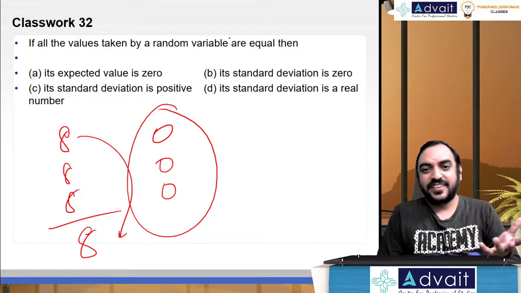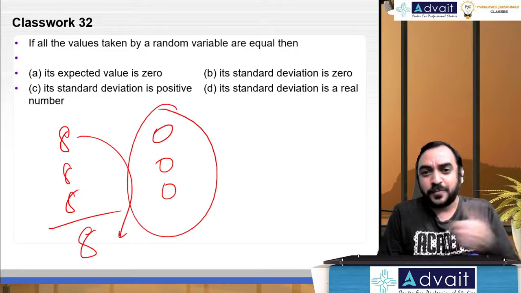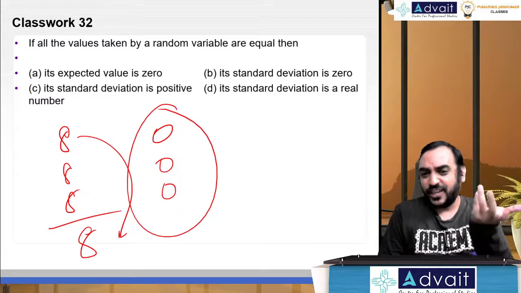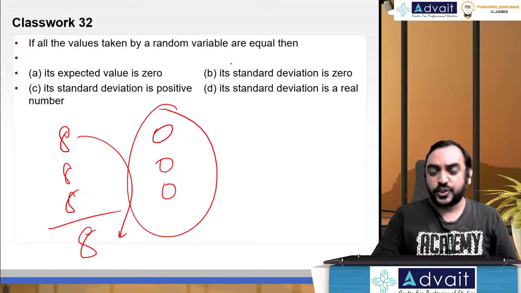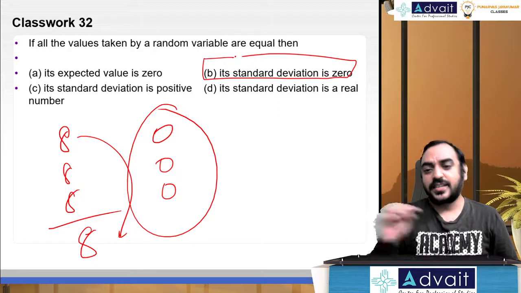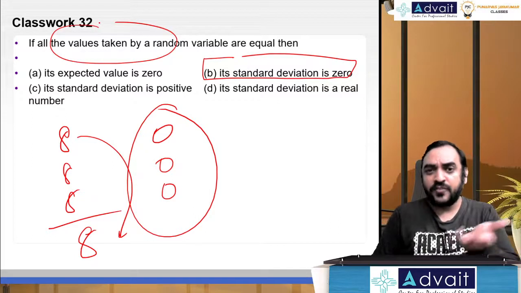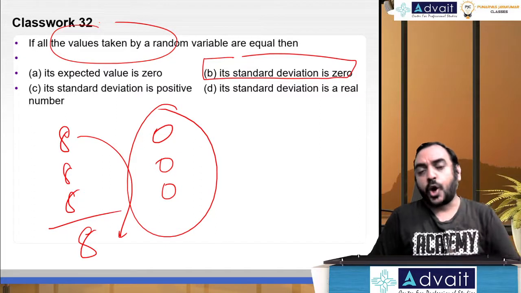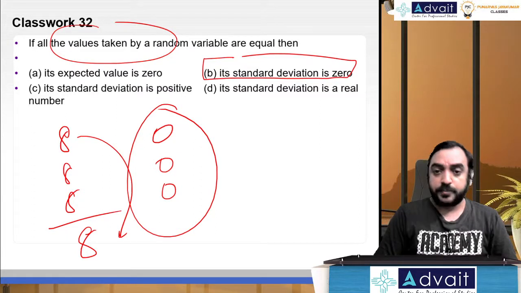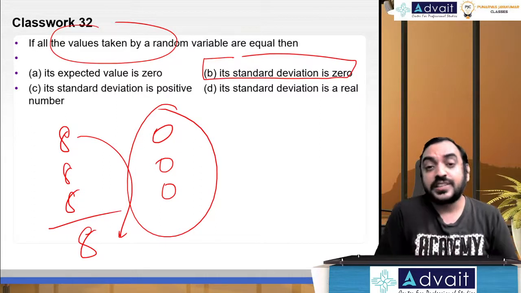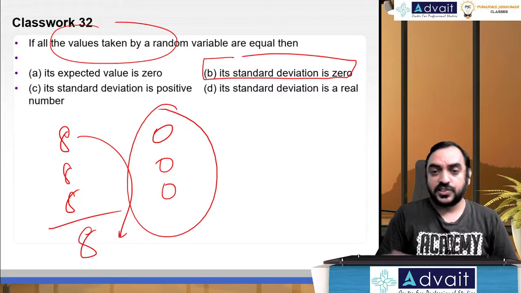In fact, if everybody is the same, what is the difference? Everybody is the same, no difference. So when everybody is equal, standard deviation becomes 0. So if all the x values of the random variable are equal, that means standard deviation is 0.